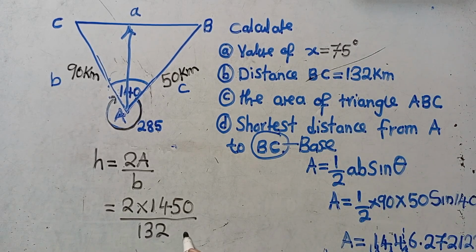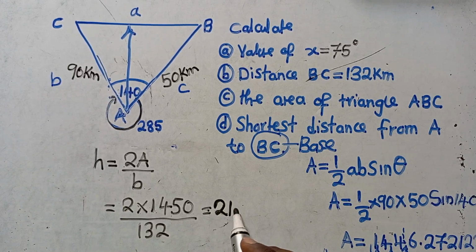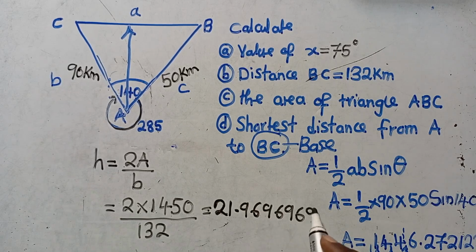BC is 132, like that. So what answer are we getting when we find that? We say 2 times 1450. What answer is that? I'm getting 2900, divided by 132. The answer that I'm getting is 21.9696697. I'm getting that as the answer.